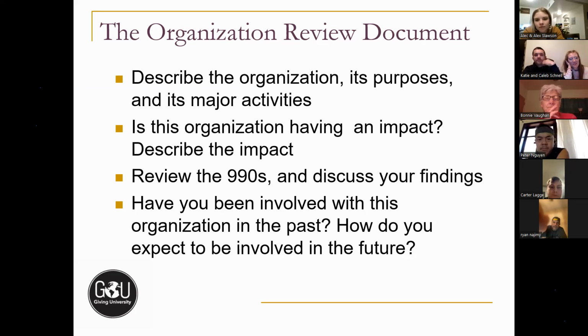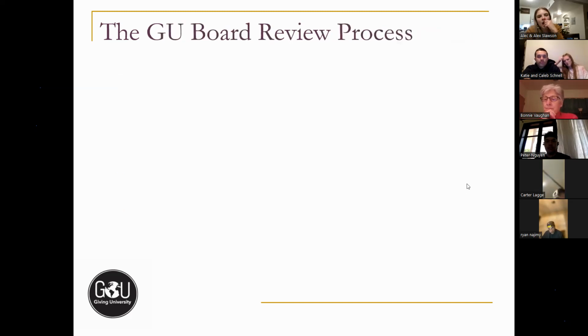Okay. And so eventually, once we get the 990 score, we'll be putting it into what we call an organization review document. We'll basically be describing the organization, its purpose, its impact. We'll review the 990s. That'll be part of our organizational review document. And we want to know, have you been personally involved with this organization in the past, and do you expect to be involved with it in the future? So we just want to know a little bit about the organization and your involvement with it.